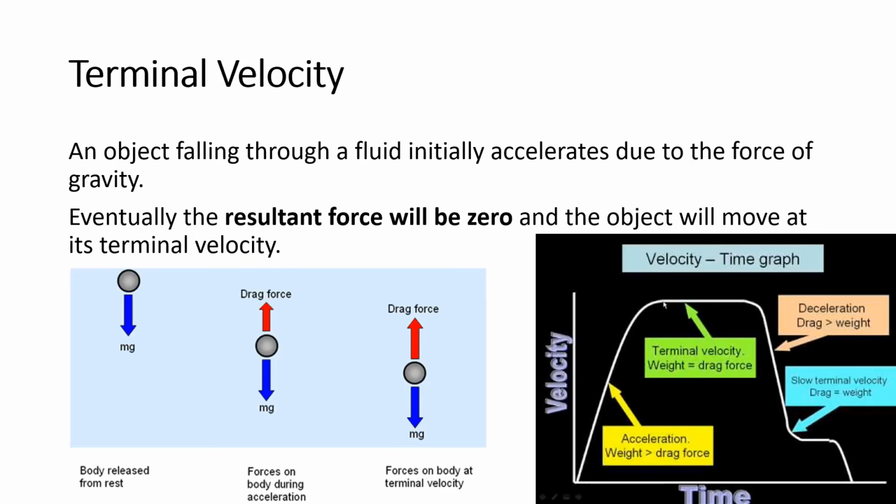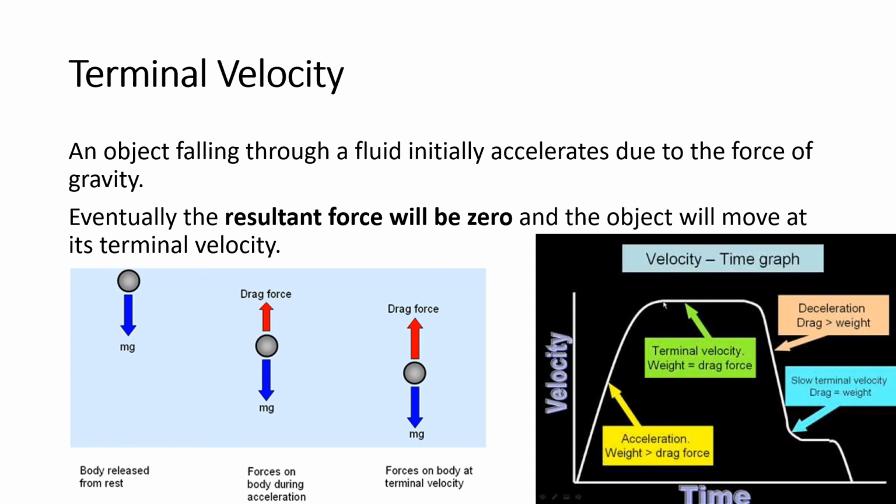An object falling through a fluid, such as a liquid or a gas, initially accelerates due to the force of gravity. But eventually the resultant force will become 0. This is because as it gets faster, the resistant force, or air resistance or drag force, will increase. The drag force depends on the velocity, so the bigger the velocity, the bigger the drag force, and this means it eventually balances the weight of the object.